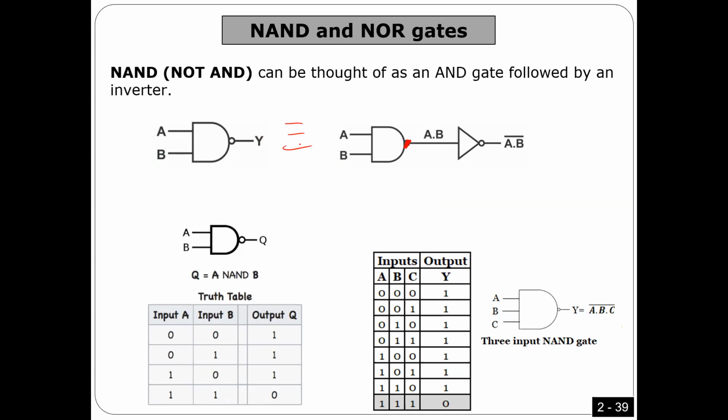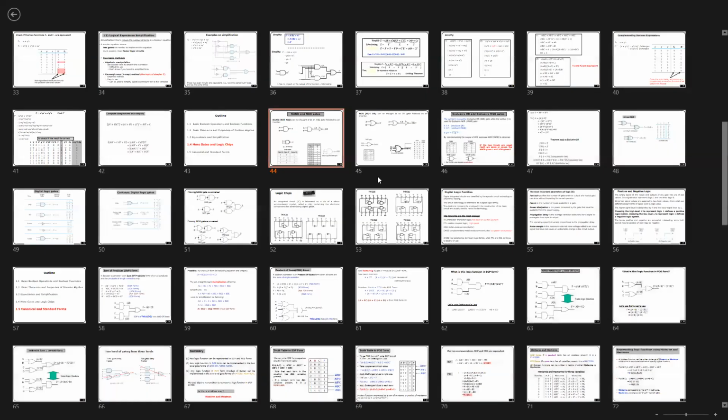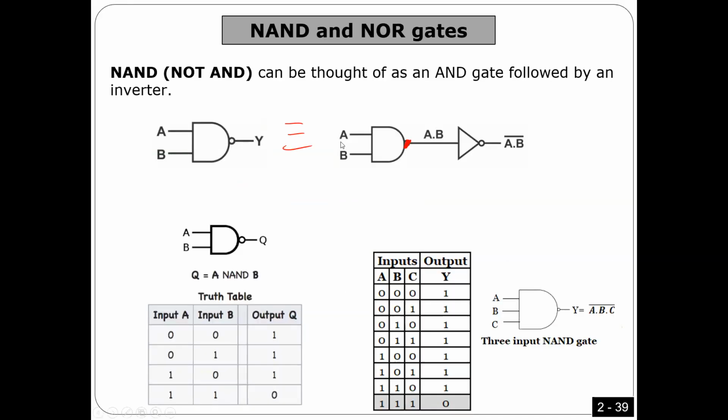Okay, guys, so this one is exactly equivalent to this one. After the AND you put an inverter here. That's why the relation here is Y equals A and B inverted. Everything is inverted because this is AND followed by an inverter. Is that okay, guys? This is the symbol here.